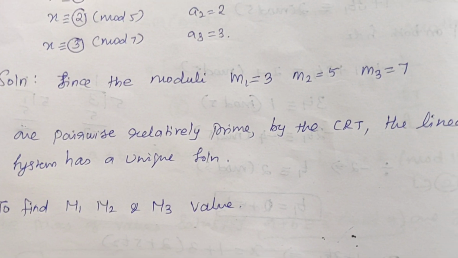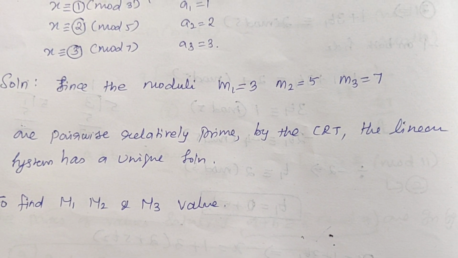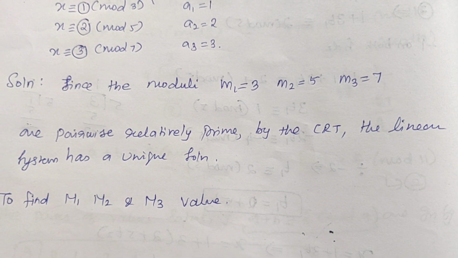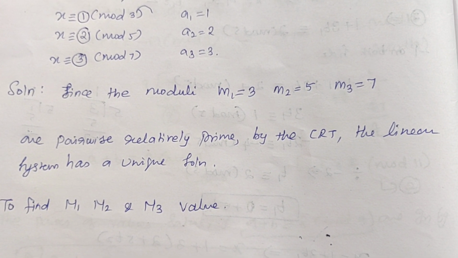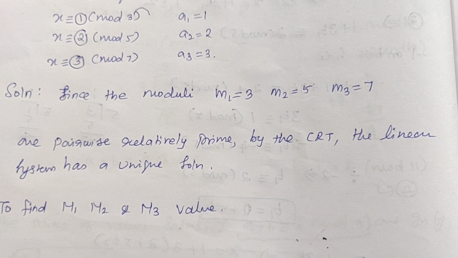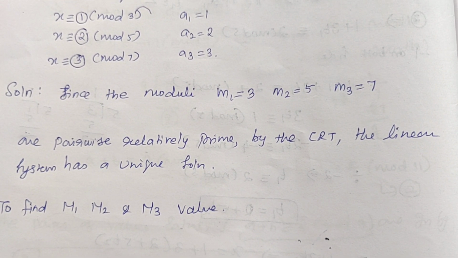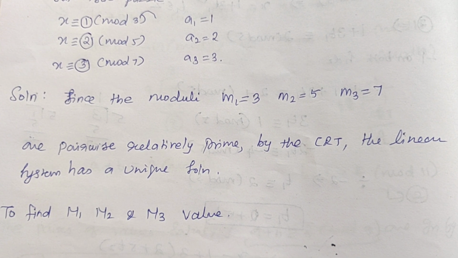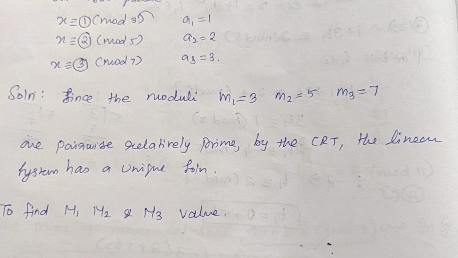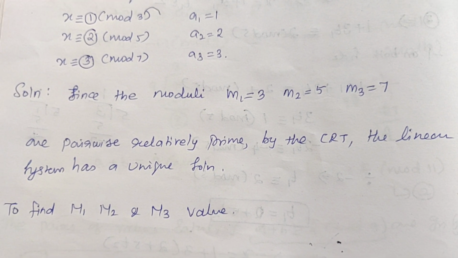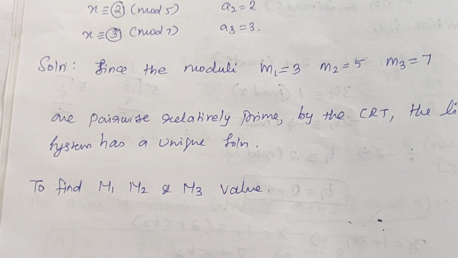Since the moduli m1 equal to 3, m2 equal to 5, and m3 equal to 7 are pairwise relatively prime, therefore by the Chinese remainder theorem, the linear system has a unique solution.